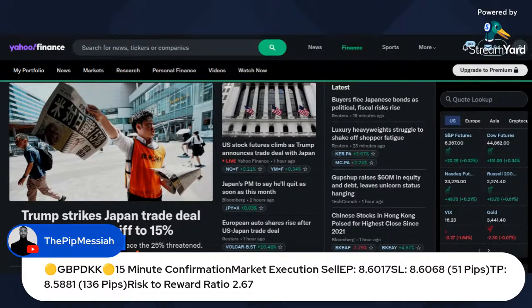Okay, so we just got a trade deal announced with Japan, lowering their tariffs by 10%. This may rally the Japanese yen when the U.S. market opens. So we might get opportunities on USD versus Japanese yen at that point.